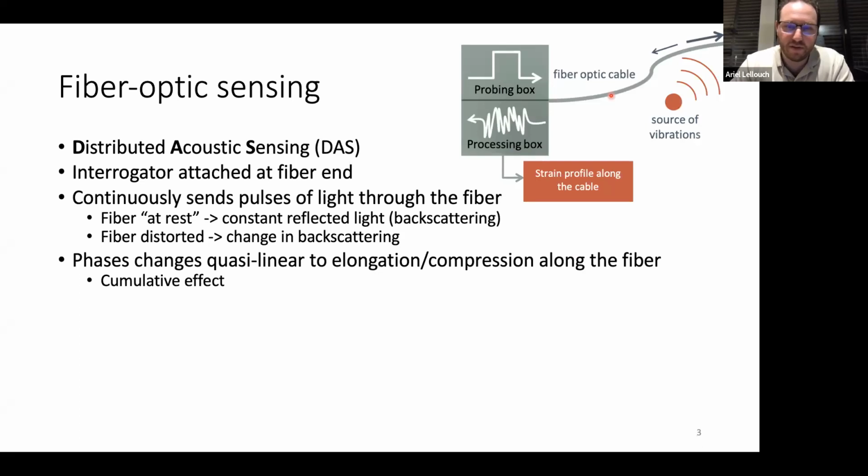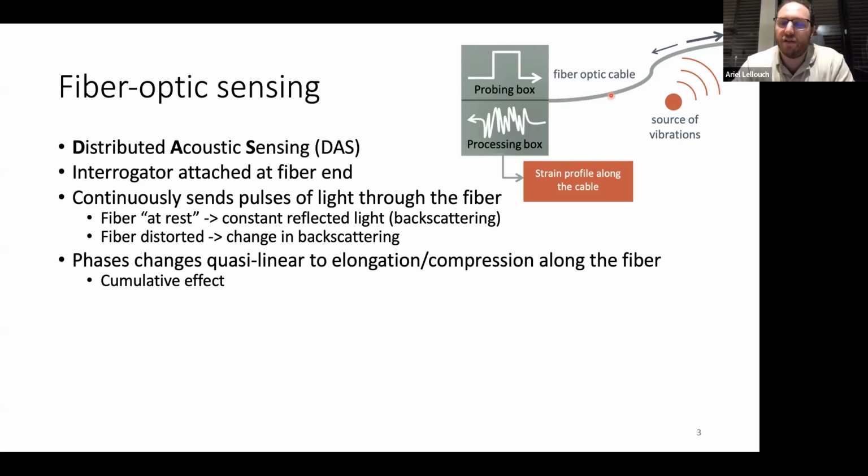Optical fibers are close to ideal, right? That's why internet can go from Tel Aviv to you, but they're not completely ideal. So there's always a small portion of the light that is actually reflected back to the box. Now, this pattern is constant as long as the fiber is at rest.